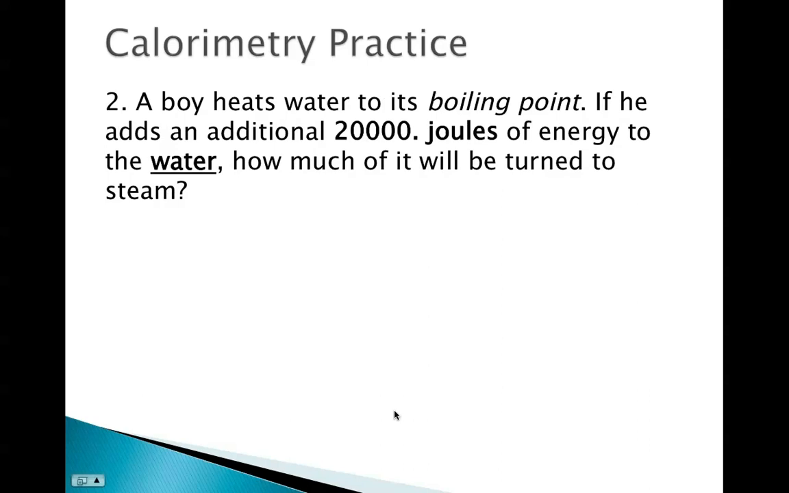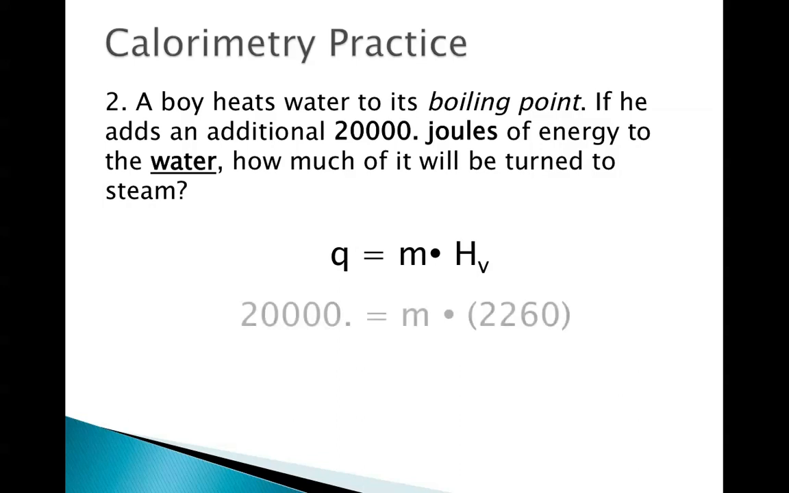Alright, in example 2, a boy heats water to its boiling point. If he adds an additional 20,000 joules of energy to the water, how much of it will be turned to steam? So I want you to pause the video and at least write down what formula you should be using and see if you can plug in the given values. Okay, you should have selected Q equals mHv. I'm going to, in this case, just go ahead and fill in the values. You could set it up to solve for m, because we are looking for how much. So how much has to do with the mass of the sample.